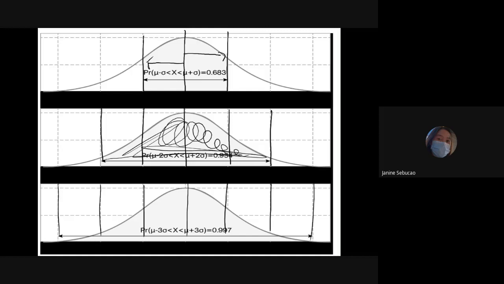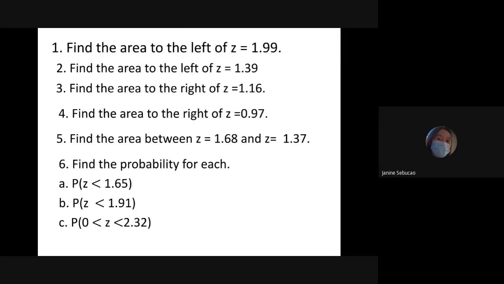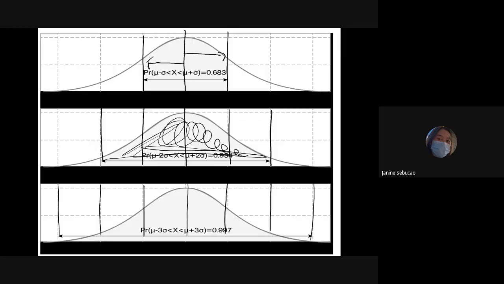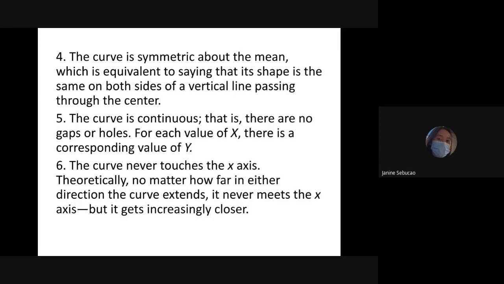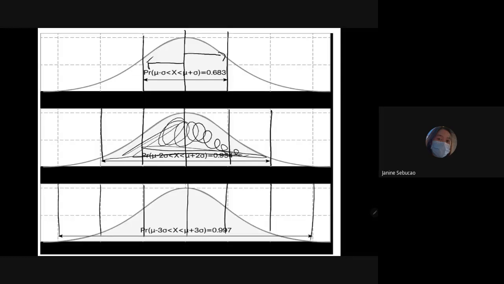There is a missing 0.03%. Since we've mentioned that the graph is only asymptotic and never touches the x-axis, that is the 0.03%. Those are scores which are too high and scores which are too low. Since the distribution is normal, those are basically few scores only. So that's 0.03% of the total distribution.